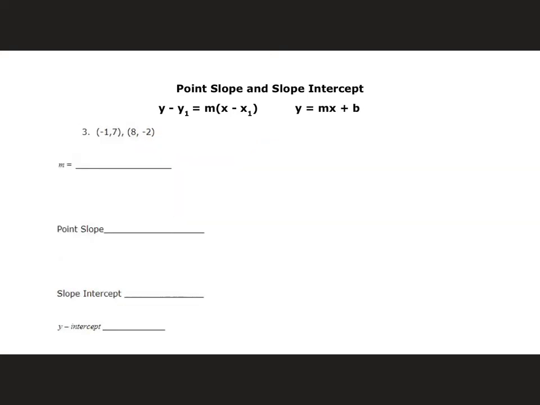Okay, on this one, we have 2 points. And from those 2 points, we want to get our point slope form and our slope intercept form. Because I don't have my slope right now, we're going to have to go back and use our slope formula. So do you remember it?